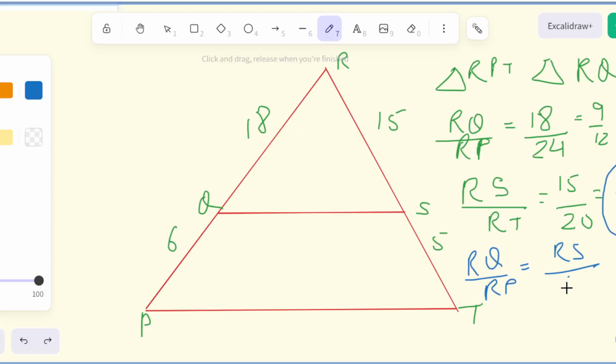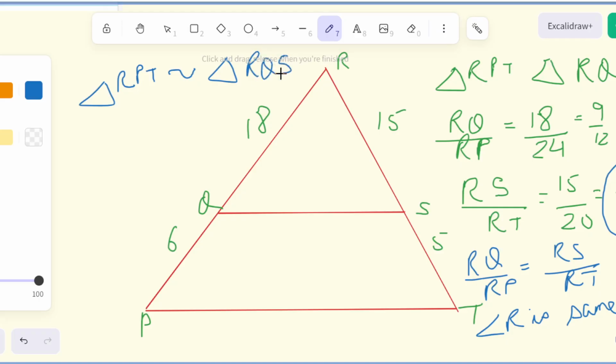The two corresponding sides are proportional, right? And angle R is the same. On the basis of this, you can say that triangle RPT is similar to RQS. This wave sign is the sign for similarity. We use this sign for similarity.